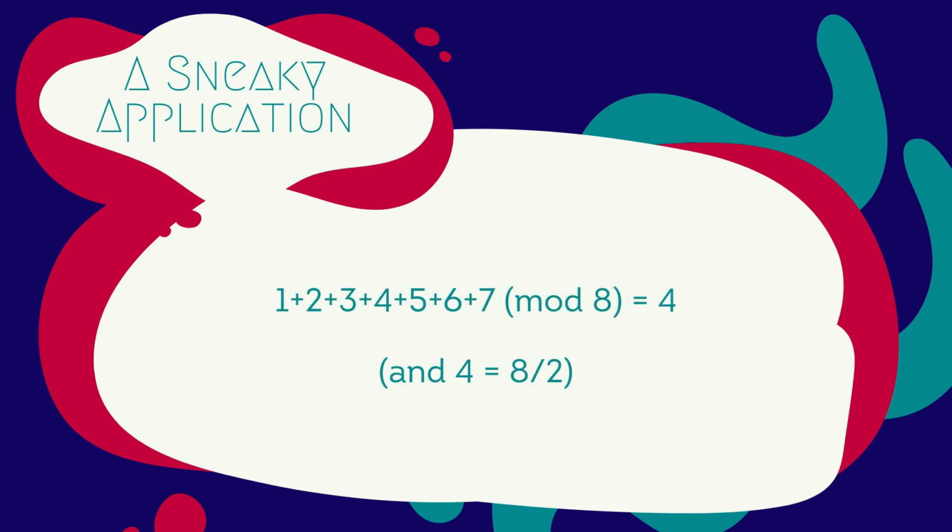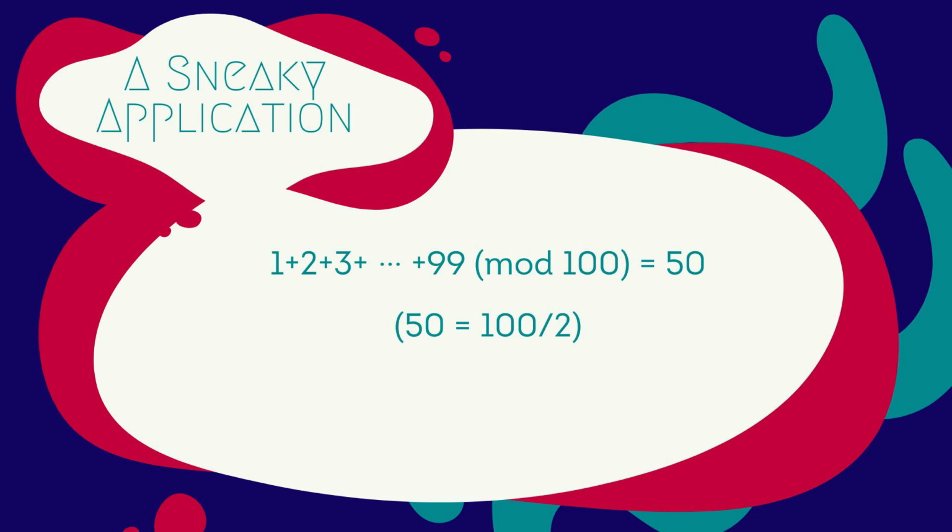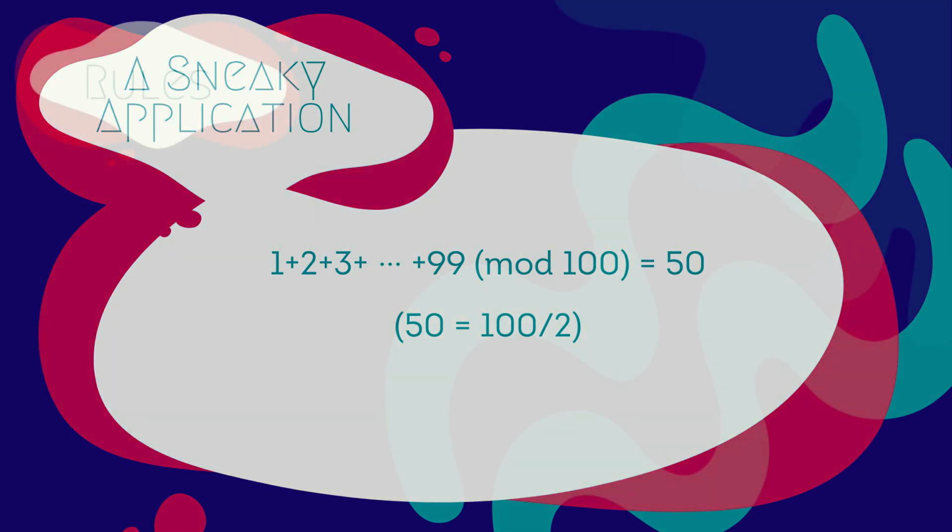Two more examples. If we were to do 1 plus 2 plus 3 plus 4 plus 5 plus 6 plus 7 mod 8, then the result would be 4. So 8 divided by 2. And also if we were to add up all of the numbers 1 through 99 mod 100, the result would be 50, so half of 100.